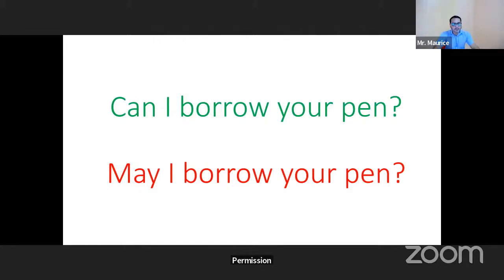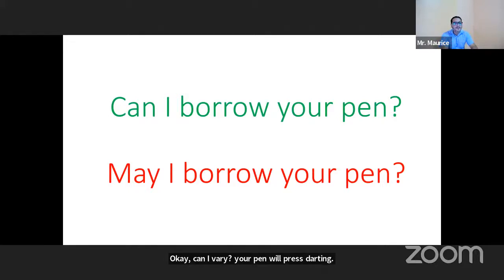No se olviden, por favor. Request debe incluir el pronombre you. Aquí no hay you en ningún lado. Cuando incluimos el pronombre yo, que es I, a esto se le denomina permission. Ok, can I borrow your pen? ¿Puedo prestarte tu bolígrafo?